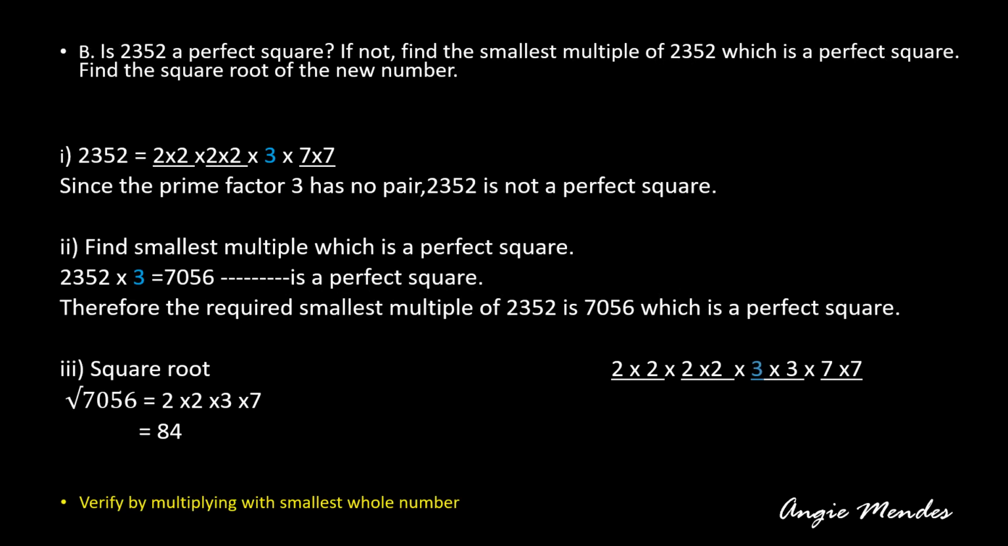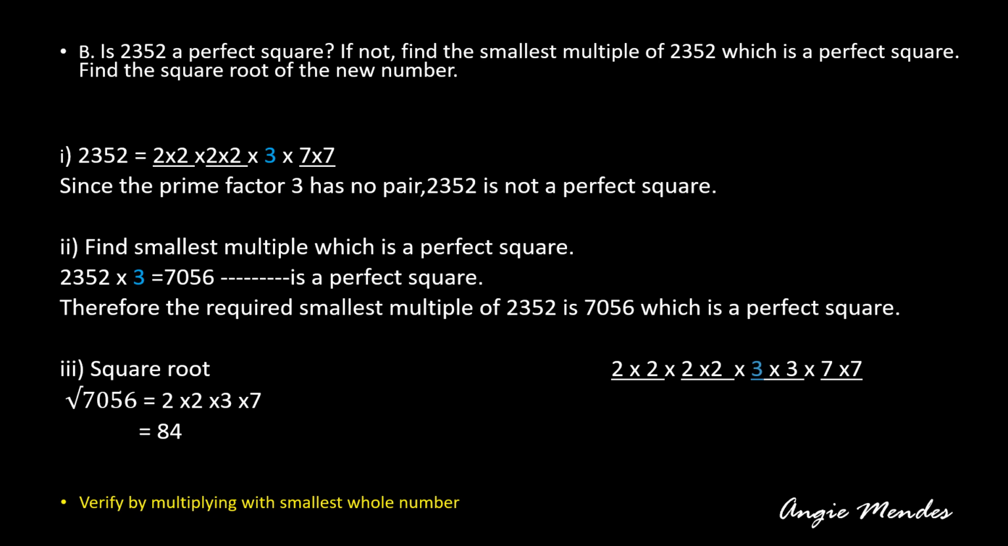Next one is, is 2352 a perfect square? If not, find the smallest multiple of 2352 which is a perfect square. Also find the square root of the new number. So here you have three questions to which you have to find the solution. So let's take the first one. Is 2352 a perfect square?